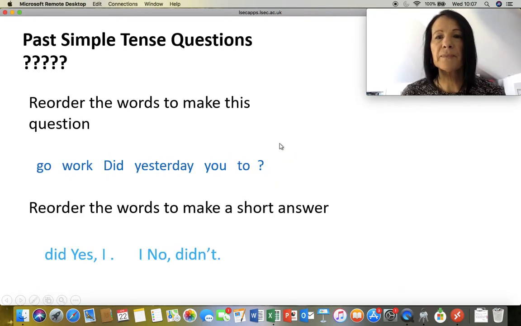Okay, now we're going to look at past simple tense questions. See if you can reorder these words to make this question. So the words in blue, you need to put in the correct order. And then we've got some short answers to this question at the bottom. Again, put these in the correct order.